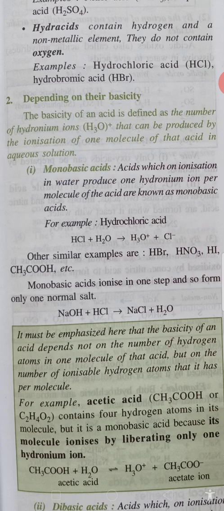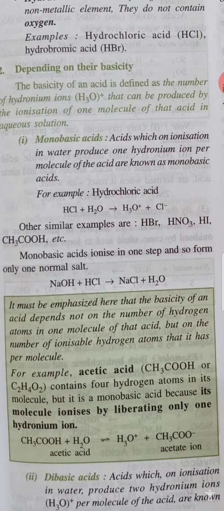Now it must be emphasized here that the basicity of an acid depends not on the number of hydrogen atoms in one molecule of that acid, but on the number of ionizable hydrogen atoms that it has per molecule. For example, acetic acid, that is CH3COOH, contains 4 hydrogen atoms in the molecule, but it is a monobasic acid because its molecule ionizes by liberating only one hydronium ion. So when this acetic acid ionizes in water, it gives you only one hydronium ion and an acetate ion, so it comes under the category of monobasic acid.